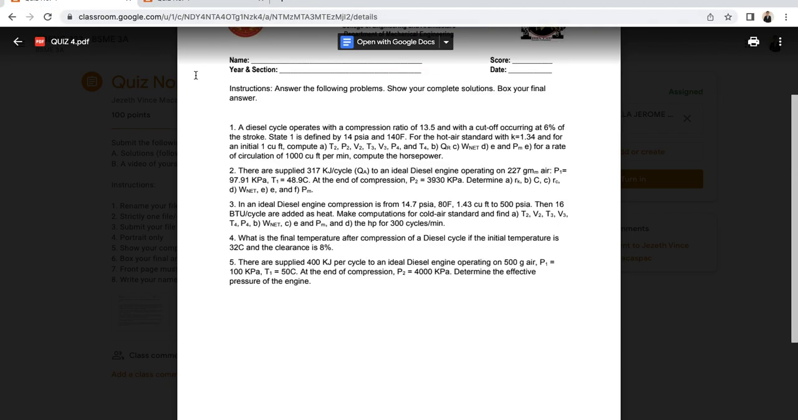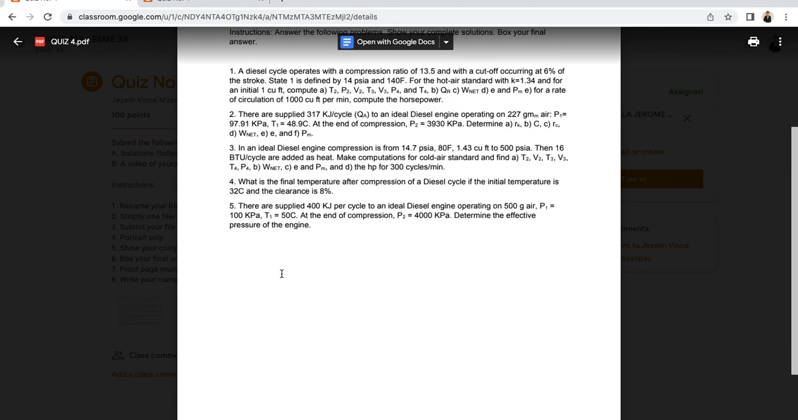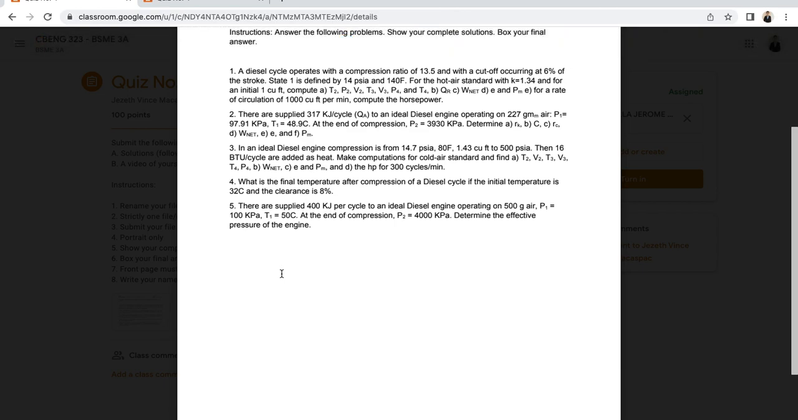So, yung last problem or the problem number 5: there are supplied 400 kJ per cycle to an ideal diesel engine operating on 500 gram air, with P1 equal to 100 kPa and T1 equal to 50 C. At the end of the compression, P2 is equal to 4000 kPa. Determine the mean effective pressure of the engine.